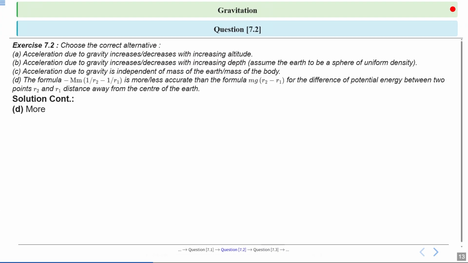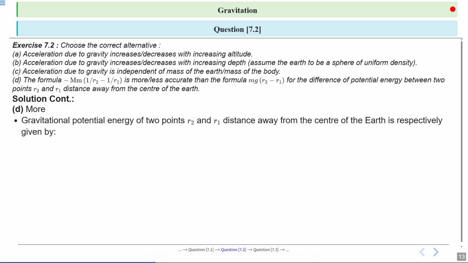Now, let's focus on D of this exercise. The answer is more. It means the formula -GMm (1/r2 - 1/r1) is more accurate than the formula mg (r2 - r1).